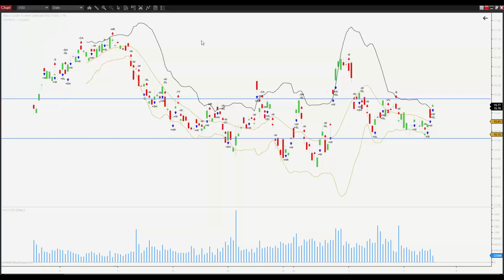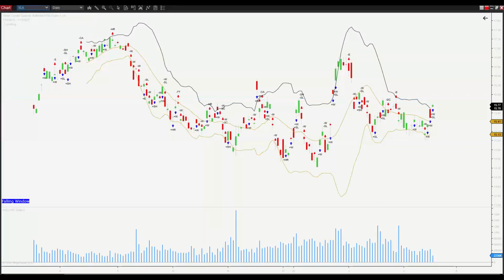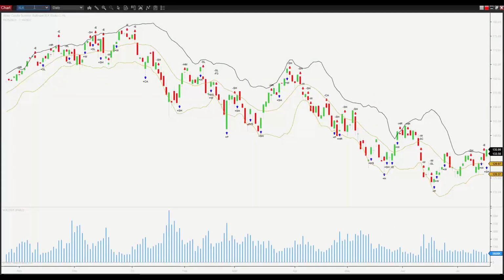Let me pull up... somebody wanted XLK. So here's a chart of XLK on a daily. Remember, I can put this on any time frame we want, but there are a lot of different things. Notice what we had here.